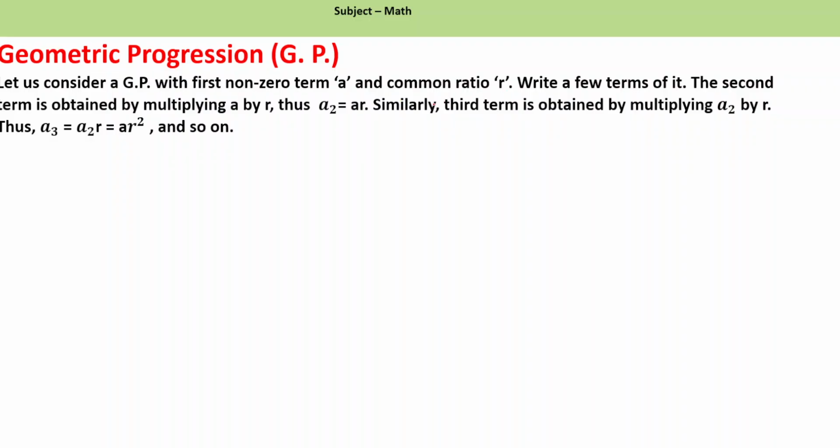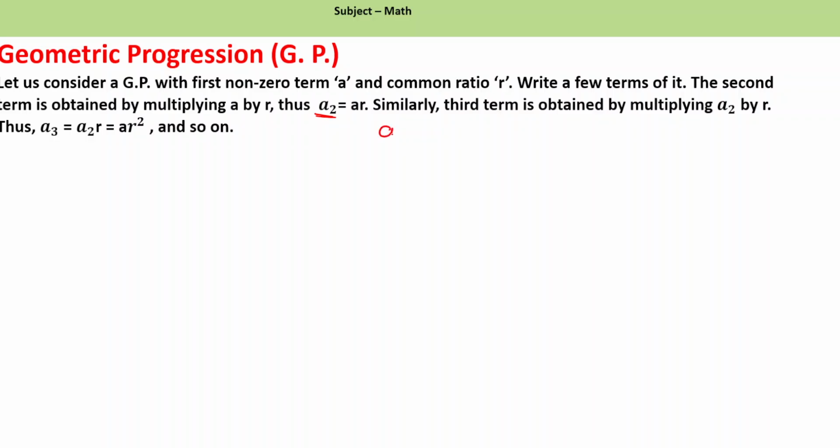When we write the terms of it, we obtain the second term by multiplying the first term with r. Therefore, the second term will be noted as a2, that is equal to ar. Similarly, the third term is obtained by multiplying a2, the second term, by r. Therefore, a3 will be a2 into r, that is ar square.